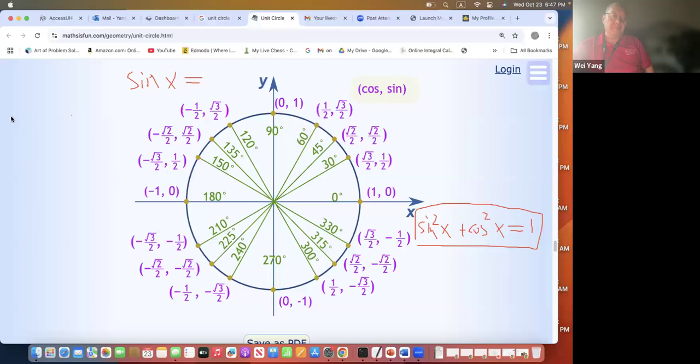You can think, you can draw. Suppose this is that general angle. Suppose this one is that general angle x. Then in this right triangle, how can you represent sin x? Opposite over what? Hypotenuse. Right.